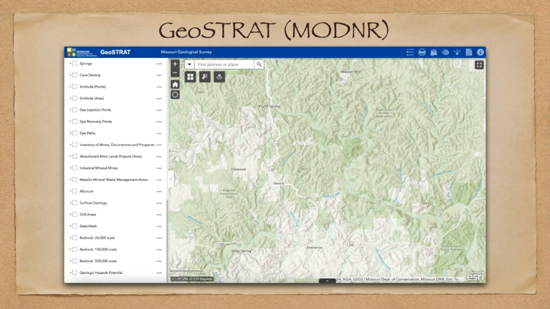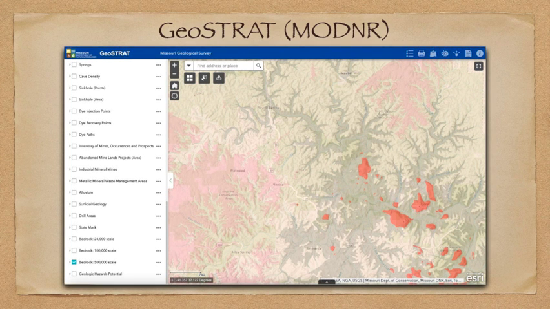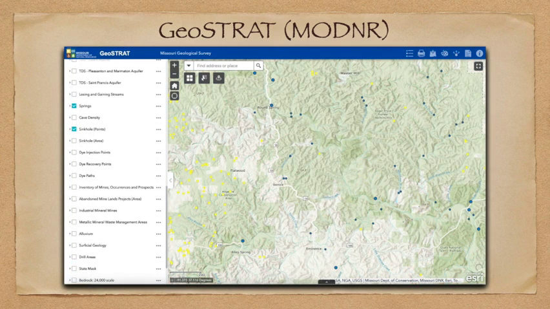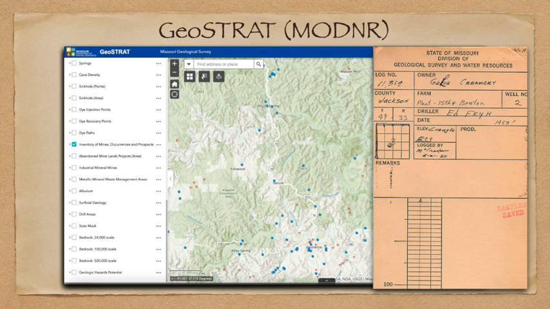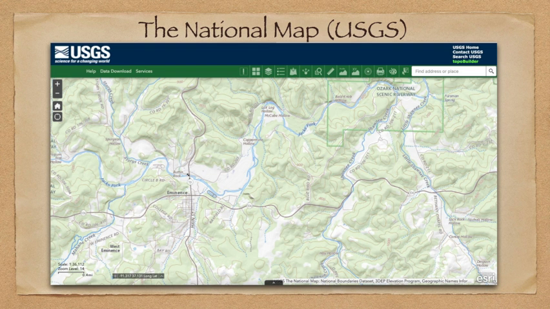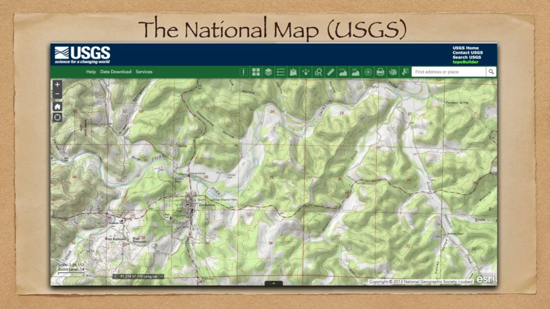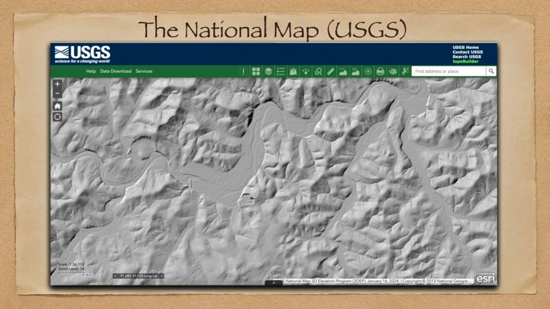So an essential digital tool that you've already seen us use in this talk is GeoStrat. This is an online mapping application provided by the Missouri Department of Natural Resources that contains all sorts of useful data sets, like geologic mapping at various scales, natural features like springs and sinkholes, and man-made features like well log and mine locations. A similar tool is the USGS's National Map. This serves up a variety of mapping resources at a national scale, including seamlessly digitized topo maps and LiDAR data, landscape maps measured by laser.